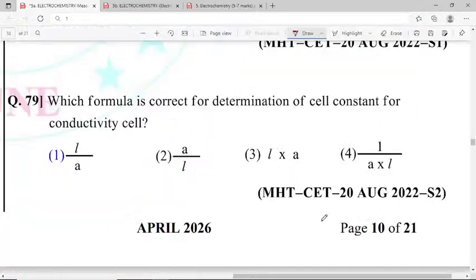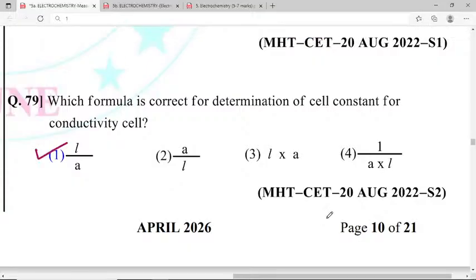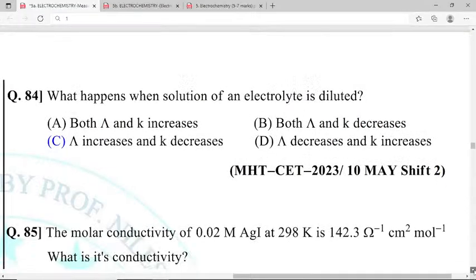Which formula is correct to determine the cell constant? Length by area. Every year there is one question on the cell constant formula. Length divided by area, L by A.